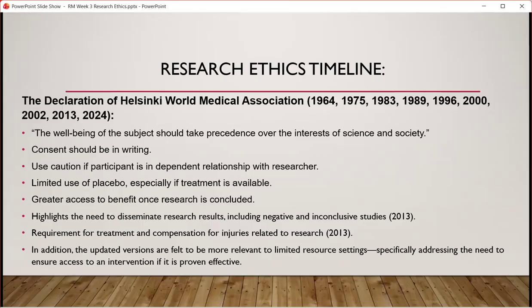They also highlighted the need to disseminate research results, including negative and inconclusive studies that came out in 2013. And the requirement for treatment and compensation for injuries related to research, also added in 2013. In addition, the updated versions are felt to be more relevant to limited resource settings, so specifically addressing the need to ensure access to an intervention if it is proven effective.